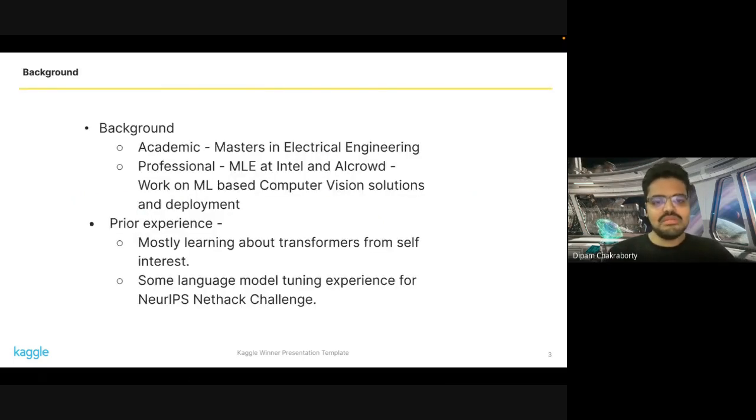Moving on, about my background: I have a master's in electrical engineering, and I don't have too much experience training transformers as such. I work as a machine learning engineer, mostly on deployment of models and some experimentation. For training transformers, I've not done that much; I've just read about them. But this was the first time, and thanks for the opportunity. It was a really good learning experience training transformers, and it worked out well.